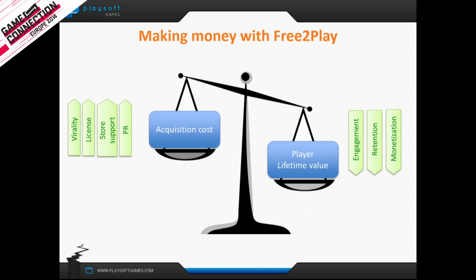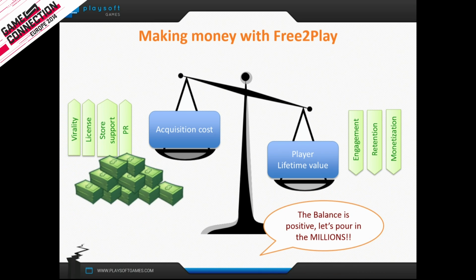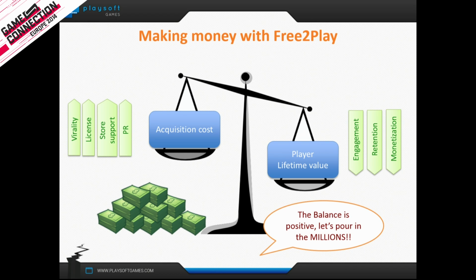And on the other side of the balance, if you want to make the big bucks, then you have to build engagement, retention, and monetization. Very classic. What's really important is that when your acquisition cost, on average, is less than the money you can make on average for one user, it means that you are making money for every user that you acquire. So just pour in the millions, because that's a money maker, right?